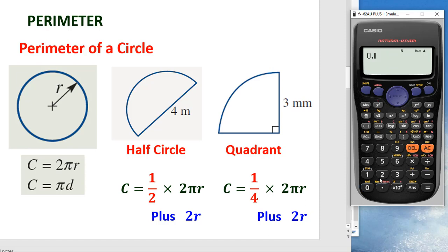0.25 is the easiest way to put a quarter into your calculator. Times 2 times pi times the radius, which will be, in this case, 3. So that curved bit has a length of 4.7, and then we're going to add 3 and add 3 again, because these two are the straight sides. And so this one here, very similar to this one, except this is millimeters. 10.7 would be the perimeter of the quadrant.